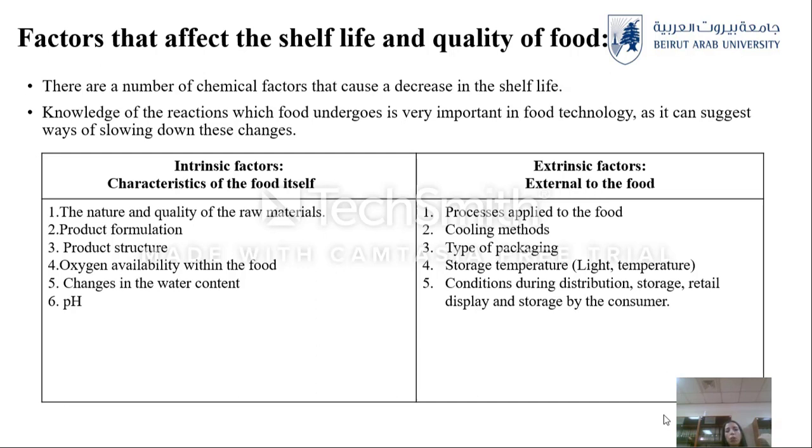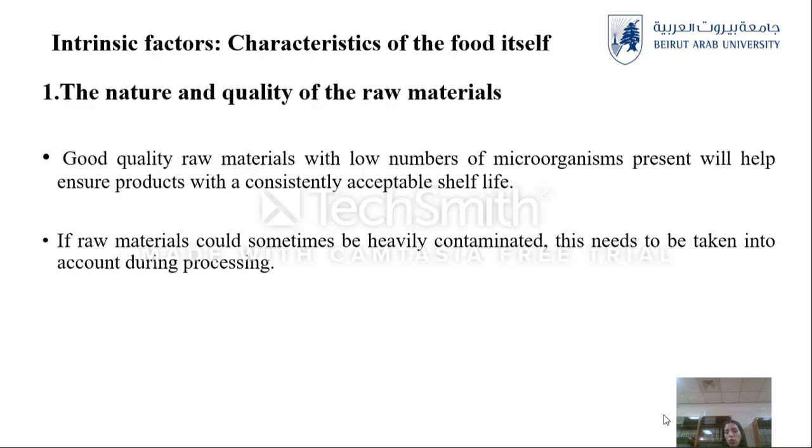Product formulation. Here we're mainly talking about the standardized recipe, how we'll manage to decrease the water activity and increase the pH. Product structure. What is the structure of the product and how will it affect the availability of oxygen, the water content, and the pH? What about the external factors: the processes applied to the food, the cooling method, type of packaging, storage temperature, and conditions during distribution, storage, retail, and dispatching. So good quality raw material with a low load of microorganisms definitely will help in extending the shelf life and in providing a consistent acceptable shelf life.